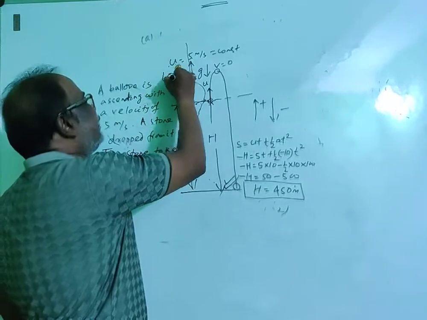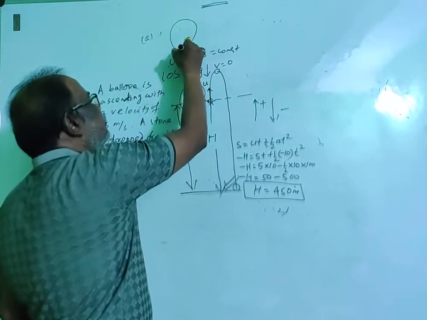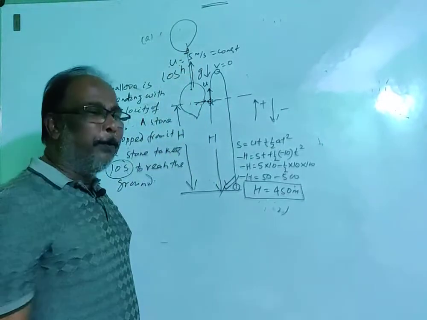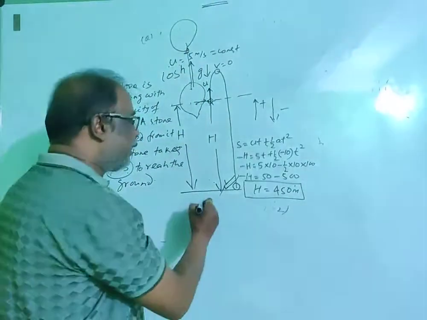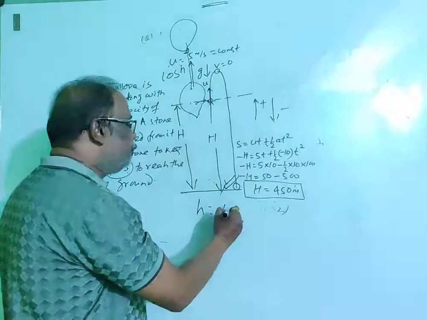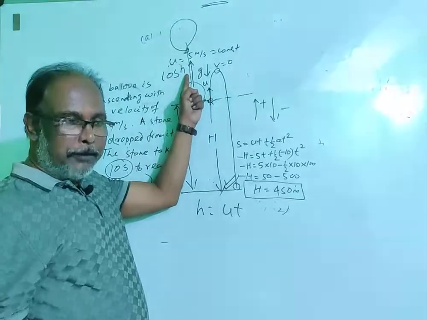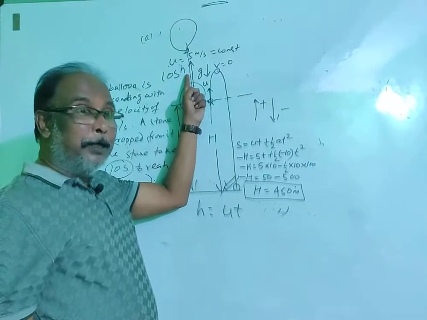In 10 seconds, let the balloon have reached this position. Then the distance travelled by the balloon, let it be small h, is h equals u into t, because the speed of the balloon is constant.